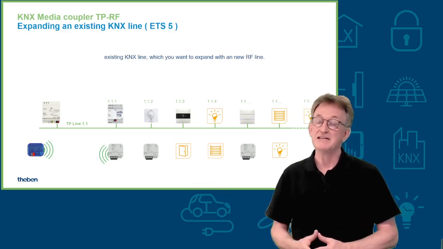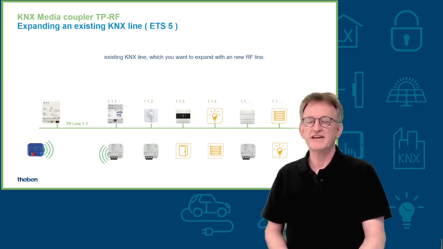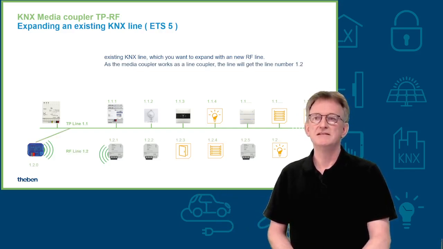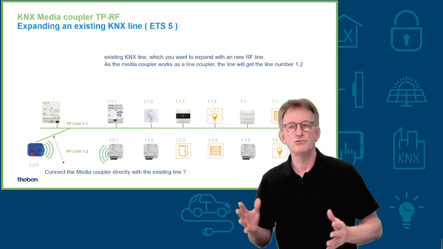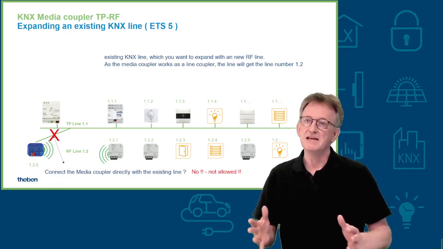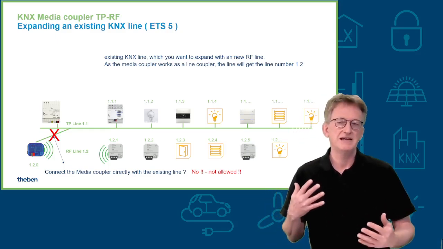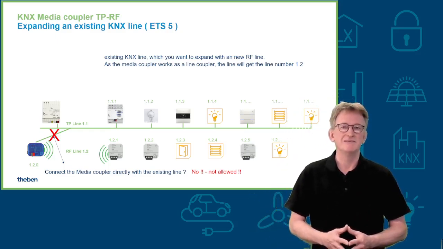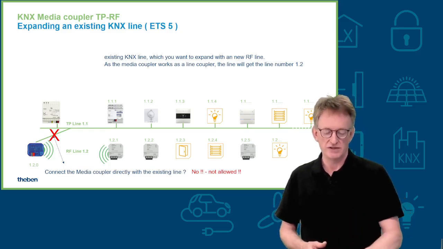What is needed on the left side, media coupler, but also for sure several KNX devices. And now the question is, how do you connect that RF line, which will be line 2.2, to the existing line? Is that the right way to do it? Can you really connect your media coupler direct to the existing line? Probably it might work, but no guarantee. But what's definitely true is that you are breaking the topology rules of KNX. So it's not, to be honest, a valid solution. It's not allowed to connect a line 1.2 under a line 1.1.